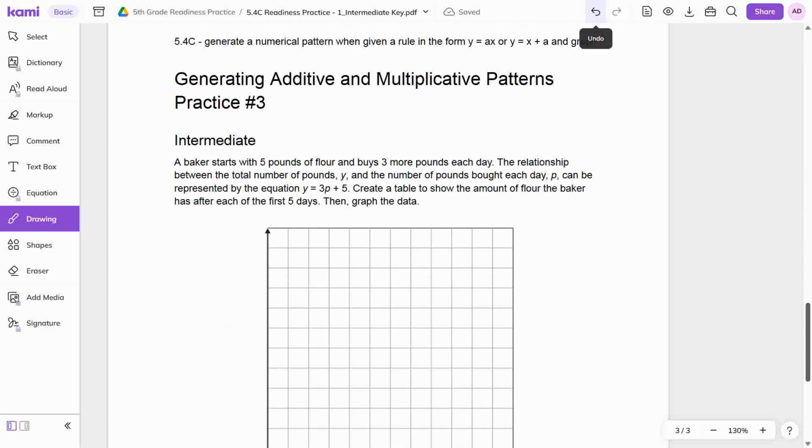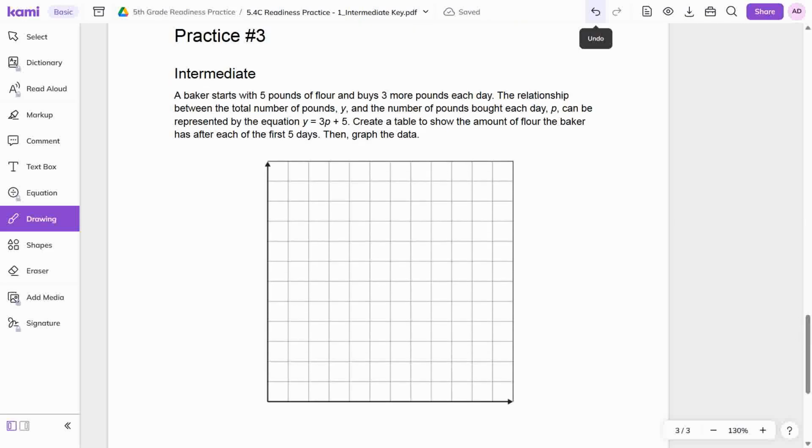All right, this third problem is also going to show us that we've got a graph. We need to create a table as well. We've got a baker who starts with 5 pounds of flour and then buys 3 more pounds each day. And then we have a relationship. Look at this expression here.